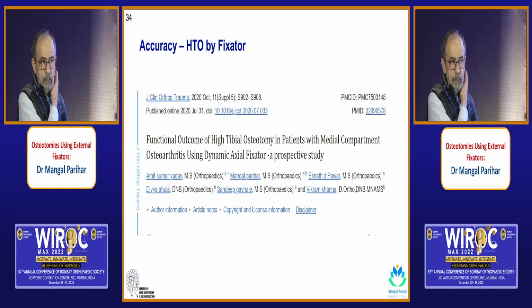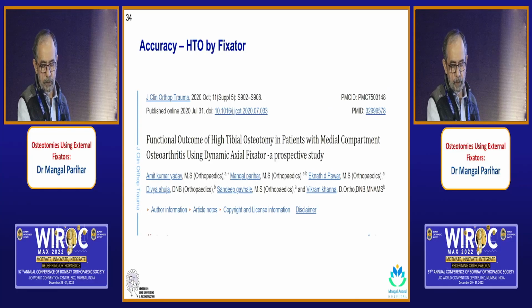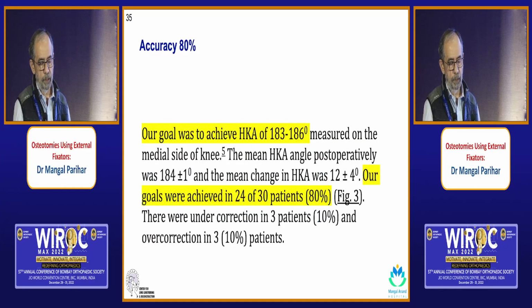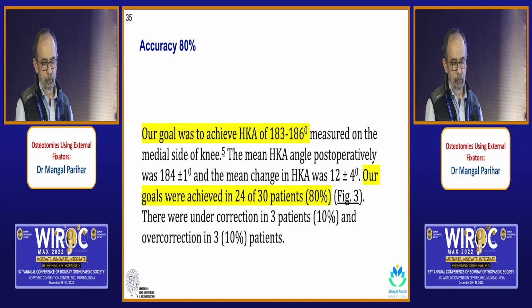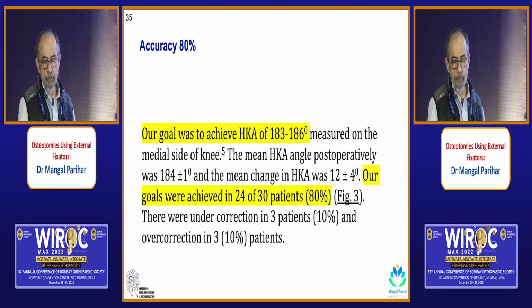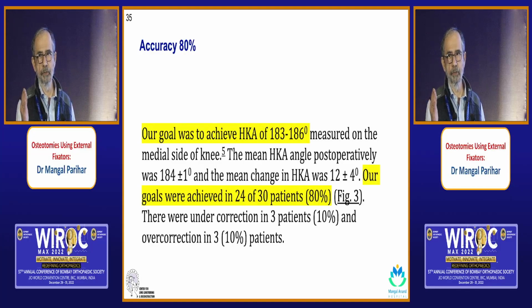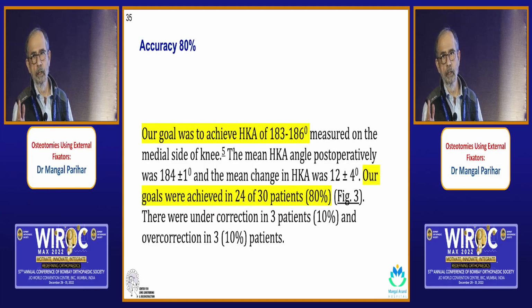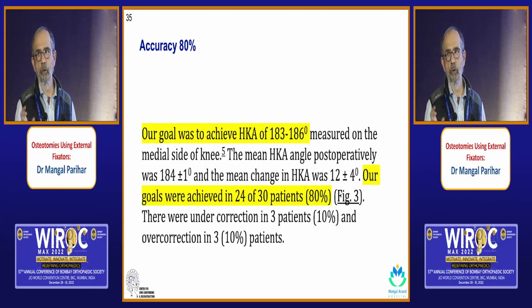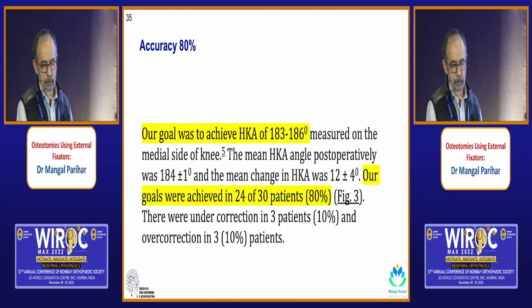Similarly, we looked at our patients operated by one of my students. We wanted to achieve 183 to 186, and we were able to achieve it in 80%. We could go higher, but there are some issues where sometimes we choose to go more than the angle where the weight-bearing axis goes. So out of this, we had under correction in 3 patients and over correction in another 3 patients.